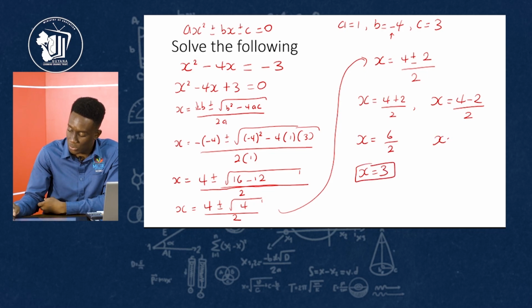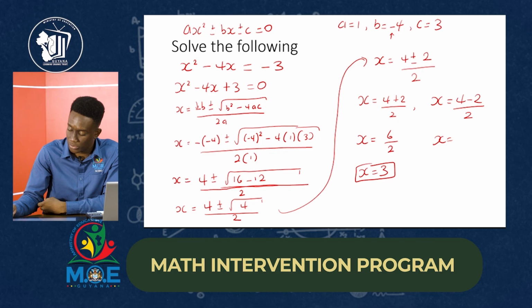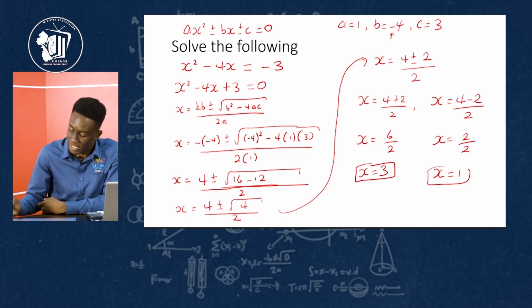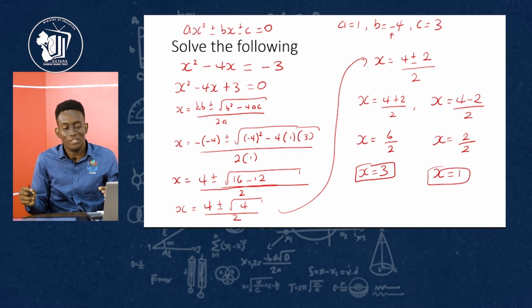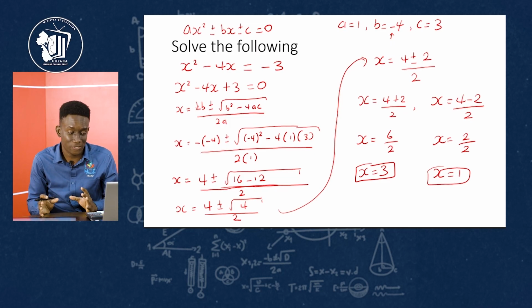And x will be equal to 4 subtract 2 would give us 2. And that will be divided by 2. And 2 divided by 2 will give me a beautiful 1. And there we have our 2 values of x, which would be x is equal to 3 and x is equal to 1.